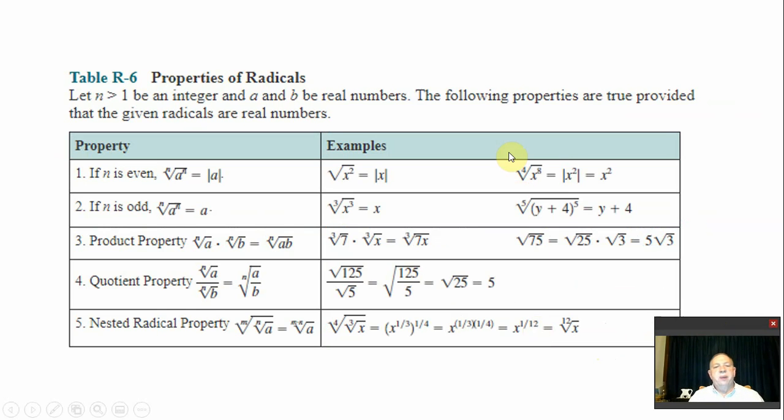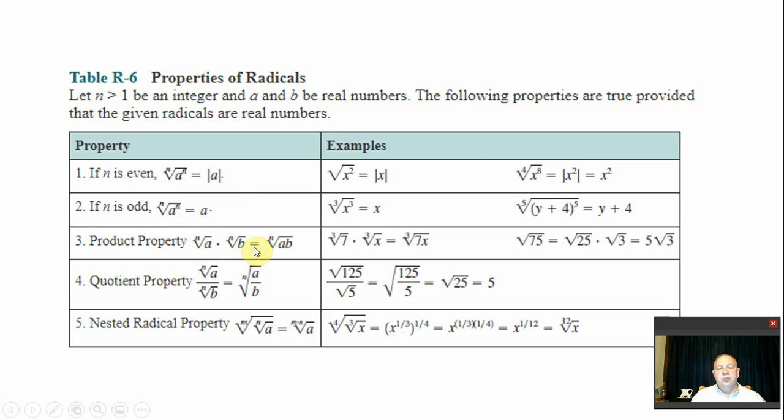So here are some other properties of radicals. If n is even, and I take the nth root of a to the n, I'm going to get the absolute value of a. So even if a was a negative number, raising it to an even power is going to turn that into a positive number. And if it was positive, it would still be positive. So either way, that's going to work out. If n is odd, whatever a is, it could be a negative number or a positive number, I could take the nth root and then raise it to the nth power, and I just get my a.